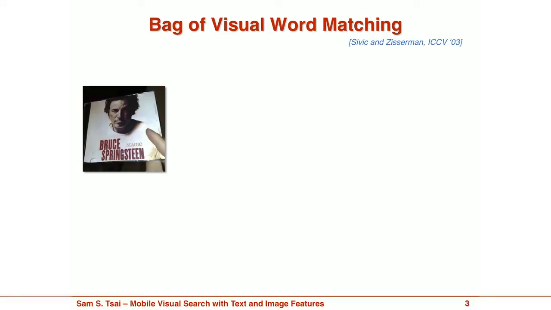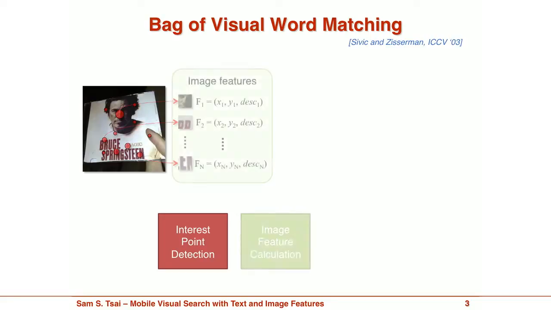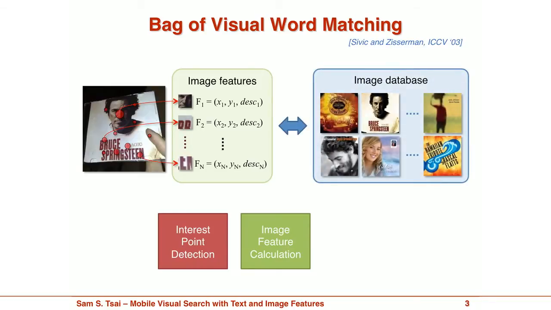What's happening in the background is what we call bag of visual words-based matching. From the image, we would extract interest points at different locations and scale within the image. Then, from these interest points, we would extract a local image patch and calculate the descriptors from the local image patch. Then, when we want to match it against a large image database, all we need to do is compare the extracted descriptors with the descriptors pre-extracted from the database images.